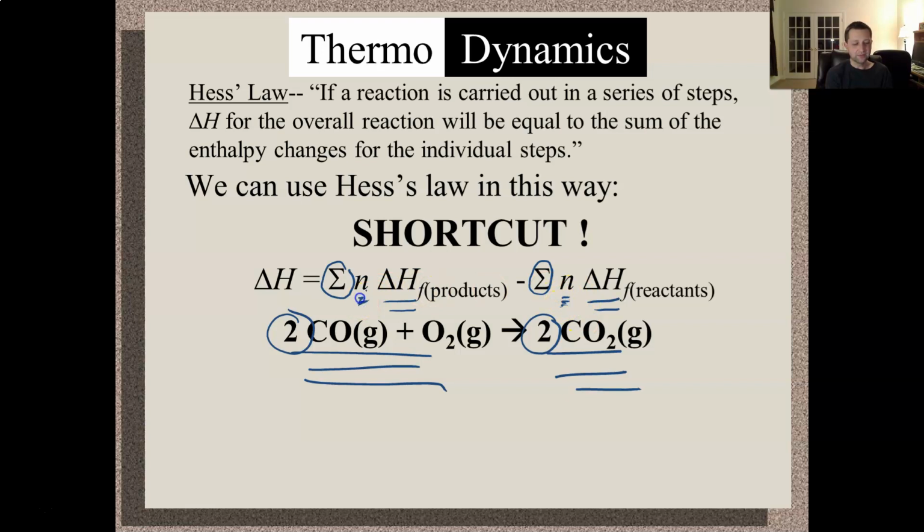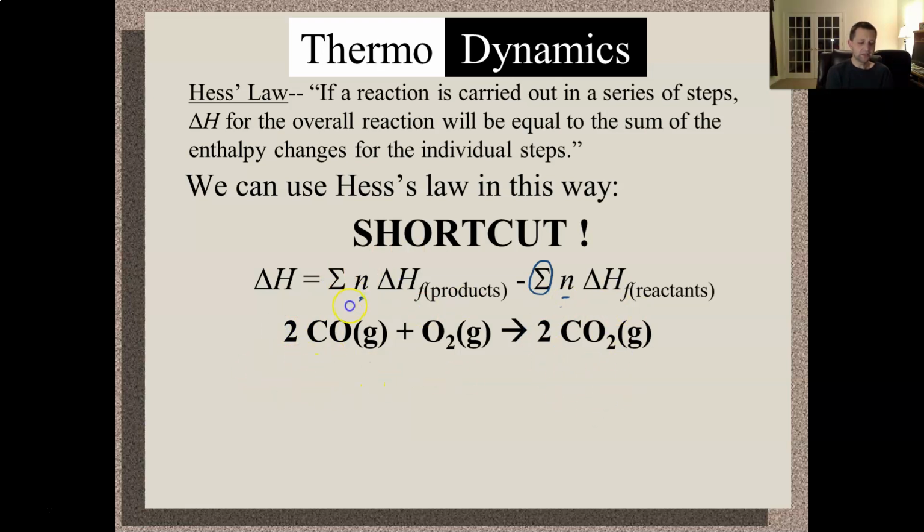And that's why we have the n value here. N stands for number of moles. That's why we have that as part of our shortcut equation, which takes into account the coefficients in your balanced chemical equation. So let's go through and do this example. Let's see how extremely easy this is, really short, way less tedious compared to what we have been doing.